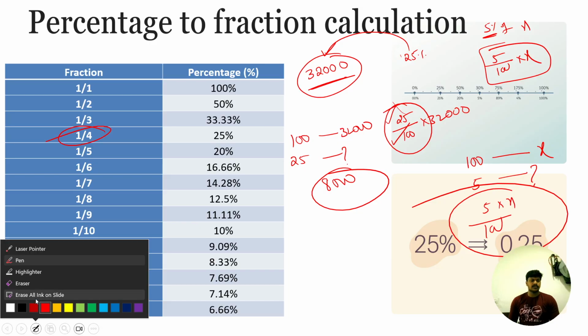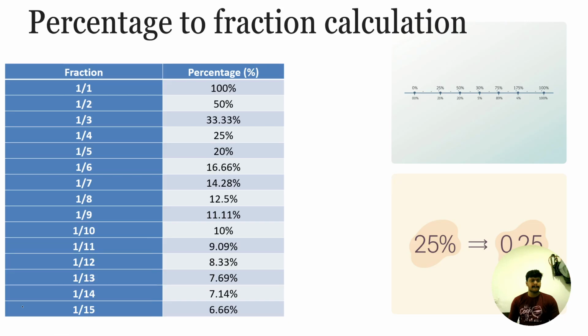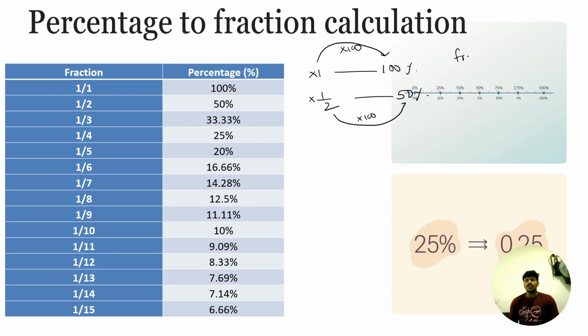Now think like this. See here, if I multiply any number with 1, I am going to get exactly 100%. 100% means the whole exact number. If I multiply with 1 by 2, I am going to get exactly half of the number, which is 50%. Now see, 1 will become 100 if you multiply with 100. 1 by 2 will become 50 if you multiply with 100. So whenever you want to convert your fraction into percentage, simply multiply the value with 100.